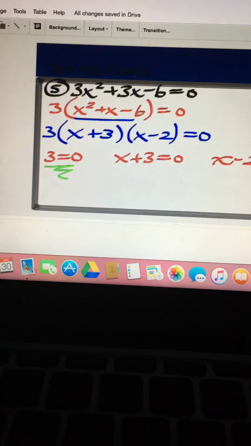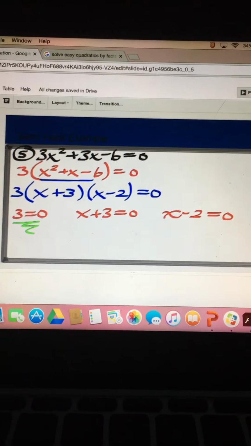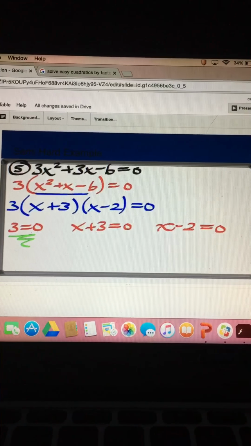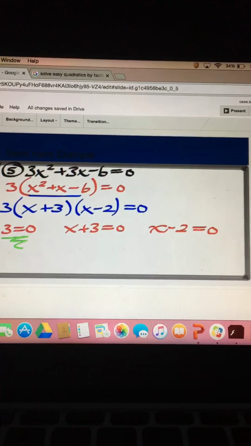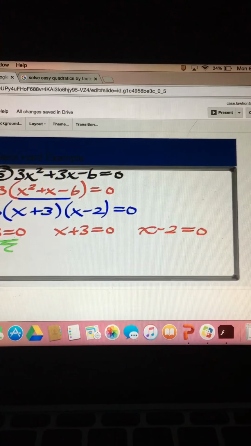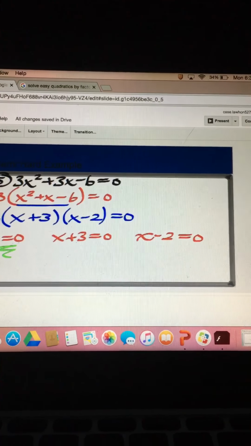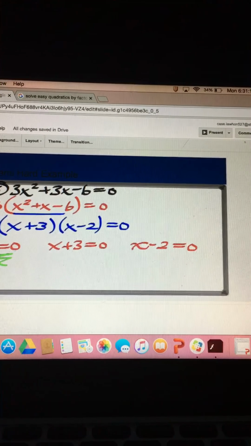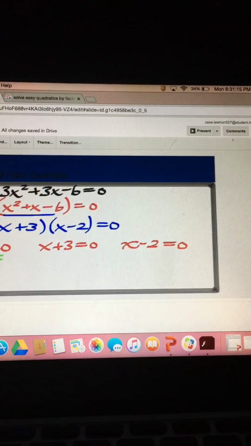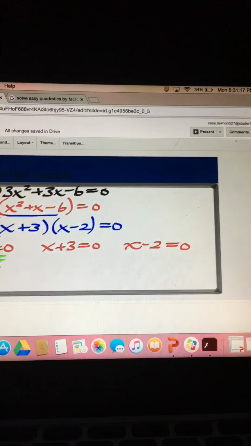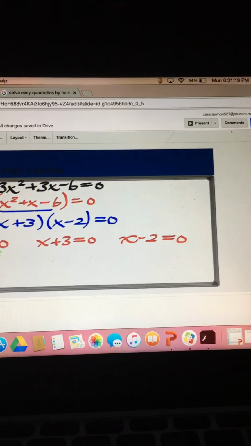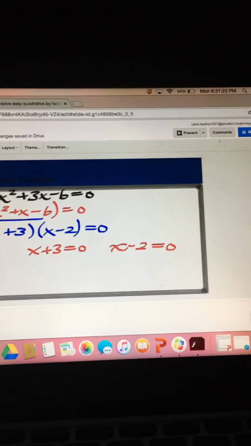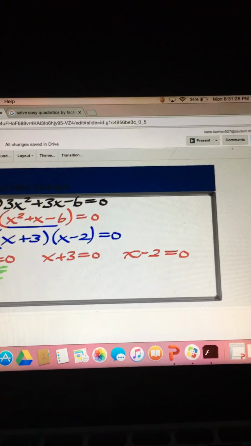The semi-hard example. 3x squared plus 3x minus 6 equals 0. What you're going to do first here is divide the x's by 3. You're going to get 3 times (x squared plus x minus 6) equals 0. And what you're going to do after this is the same as the easy example.